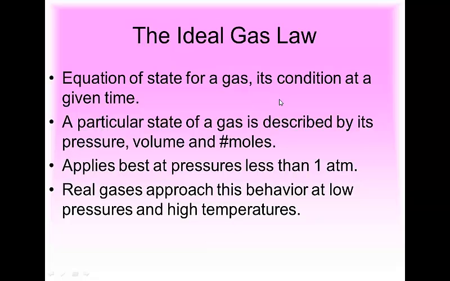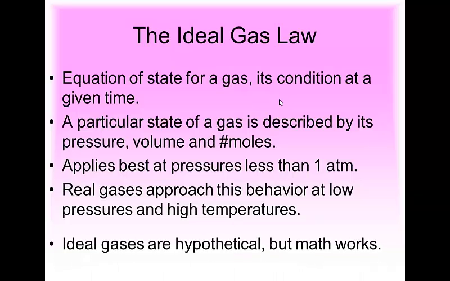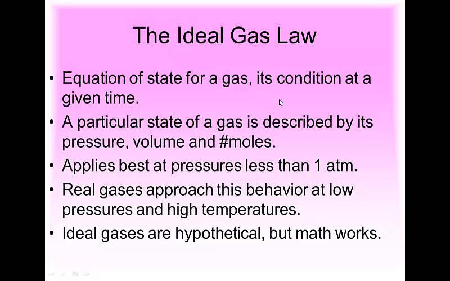And again, low pressures because at low pressure the gas particles are really spread out and there will be no attractive or repulsive forces. And at high temperatures they're moving so fast that there will be no attractive or repulsive forces. Ideal gases are hypothetical, but the math actually works pretty well. So we go with PIVNERT for the ideal gas law.